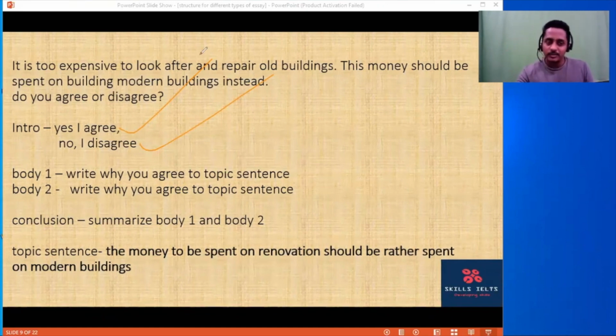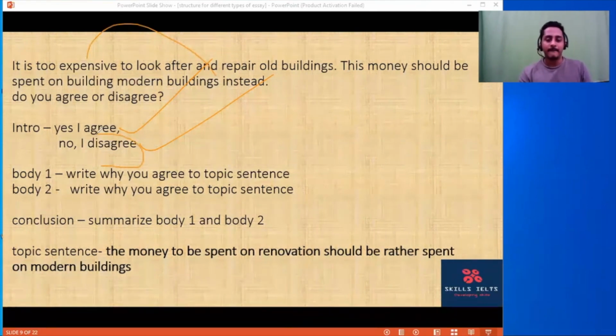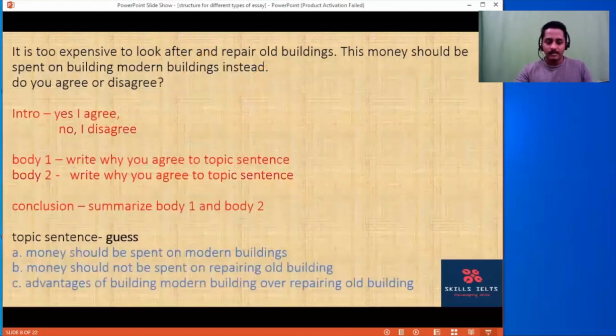They have asked you why it is so expensive. No, no, no. I totally disagree. It is not at all expensive. Prove it. Stick to the topic sentence. That is the reason I wrote it explicitly here. Guess the topic sentence. None of them are the topic sentences. The topic sentence is the complete one.